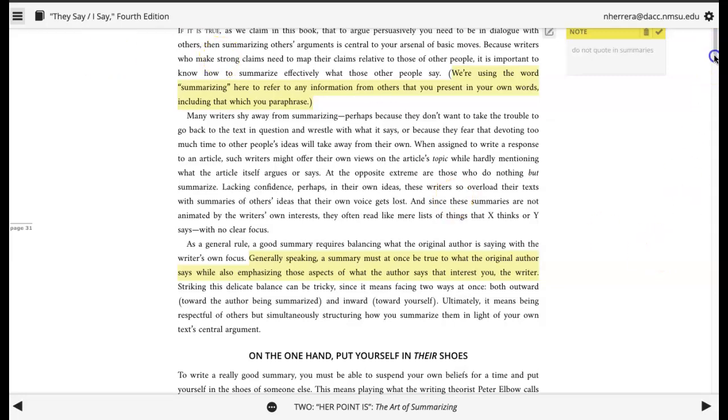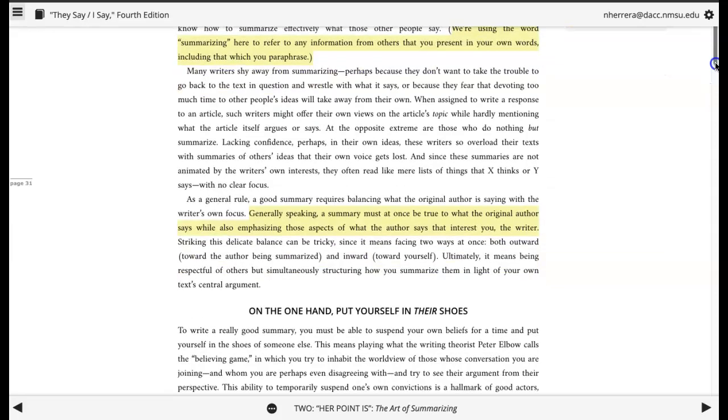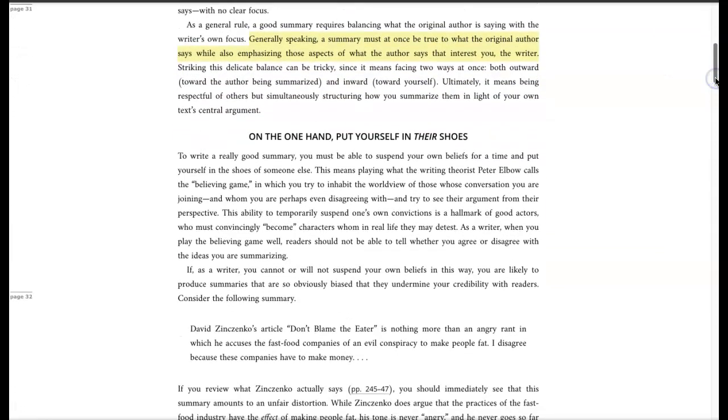Which brings us to the second part, which says, on the one hand, put yourself in their shoes. So basically what the book is saying in this case is that you really have to put yourself in the writer's shoes, and you have to think about, okay, what is his or her main point? How are they supporting this main point, right? So for example, if the article is saying we should censor the internet, well, okay, why does the author feel this way? What is their motivation behind it, right?